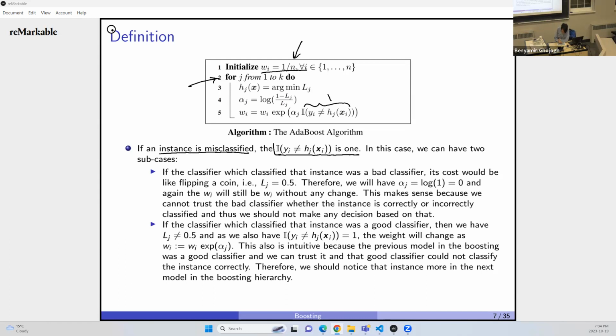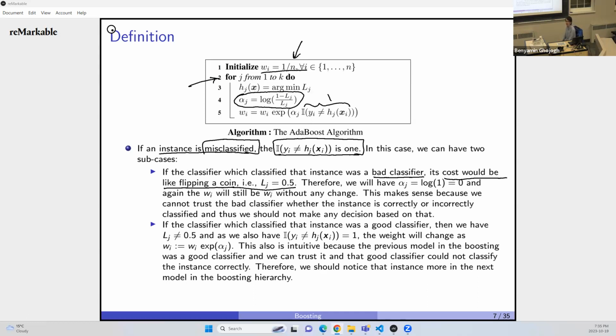Now, when this happens, when it's misclassified, two sub-cases might happen. If the classifier which classified that instance was a bad classifier, the hj was a bad classifier, its cost would be like flipping a coin. Let's say Lj will be half. It's considered a binary classifier. Lj will be like flipping a coin. It's a bad classifier. Therefore, what happens? Can you tell me? Consider this line of the algorithm: alpha j is the logarithm of 1 minus Lj over Lj.